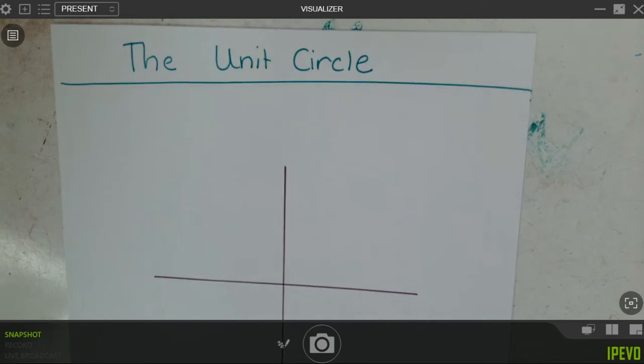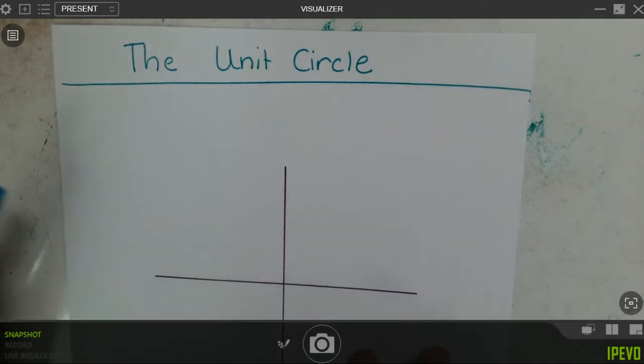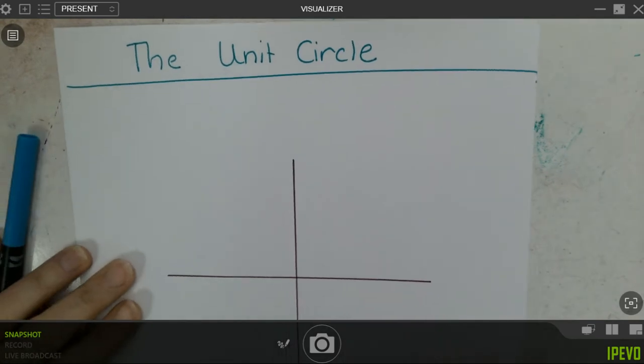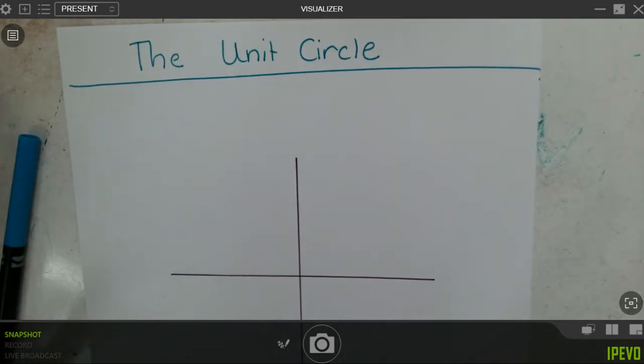All right, we are going to talk about the unit circle today. The unit circle is just a way of tying together everything that we've talked about: degrees, radians, special right triangles, and all of that good stuff. So we're going to draw the unit circle. I'm going to show you how we draw it, and then you are going to go from there and work on memorizing it. All right.